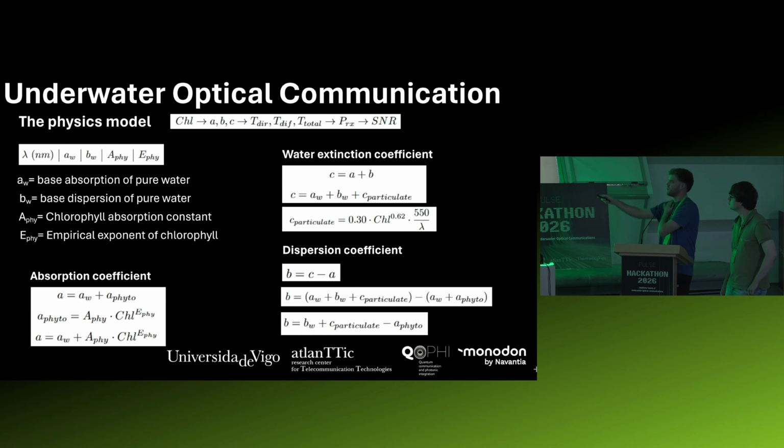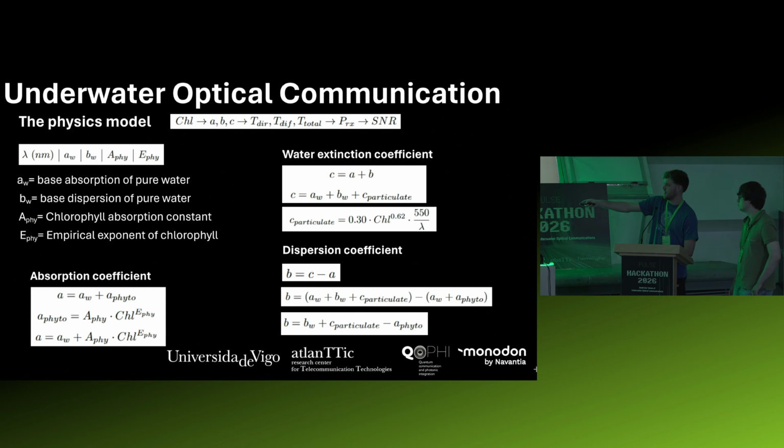To do the simulation, for the wavelength of the transmission we take four constant values. We chose 532 nanometers, and we take this from a paper that used it. These are the base absorption of light of pure water, the base dispersion of pure water, the chlorophyll absorption constant, and the empirical exponent of the chlorophyll.